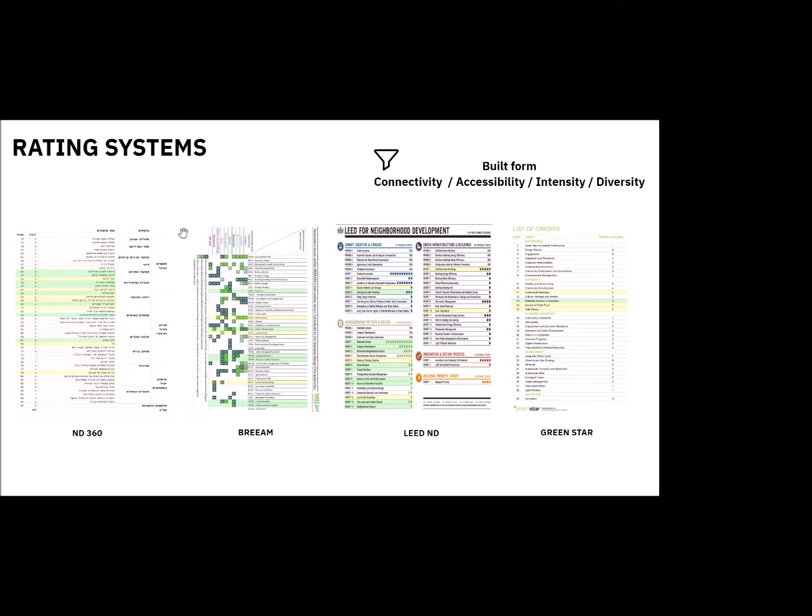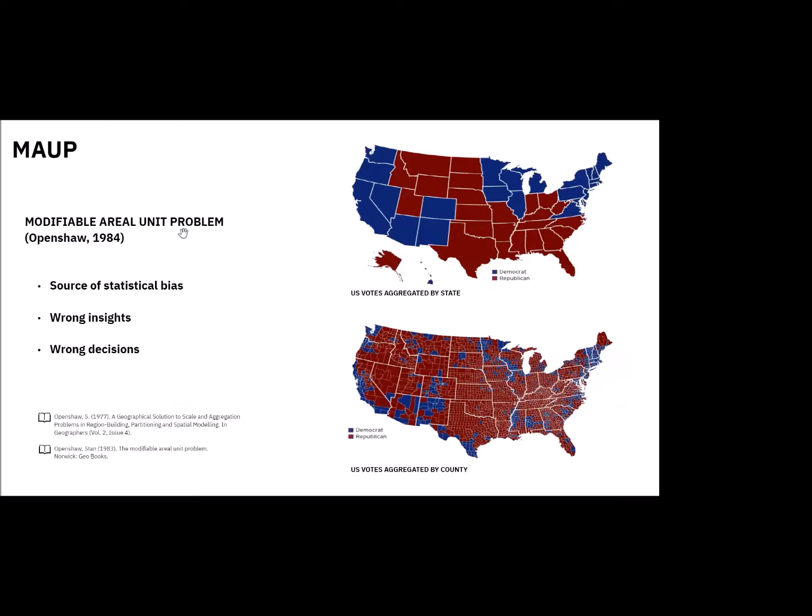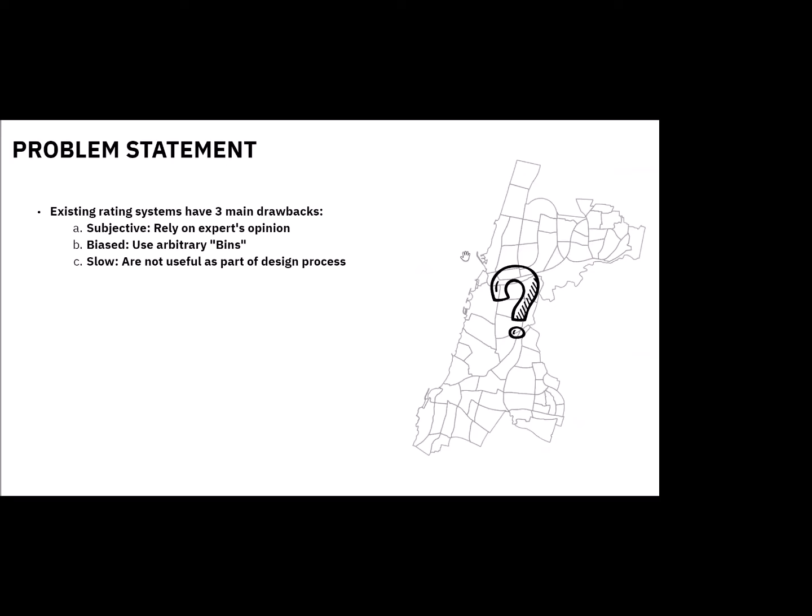And last, as in my hand sketch, they all take into account specific arbitrary or administrative boundaries, and they measure different aspects within those boundaries. By doing so, they are exposed to a type of bias known as the MAUP, or the modifiable areal unit problem, which Openshaw wrote about in the mid-80s. This bias is basically caused by choosing bins that are not appropriate for a task. As we can see in a quite contemporary example on the right side, US elections aggregated once by state and then by county give very different insights. So there we go back.